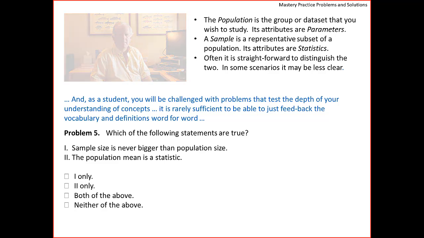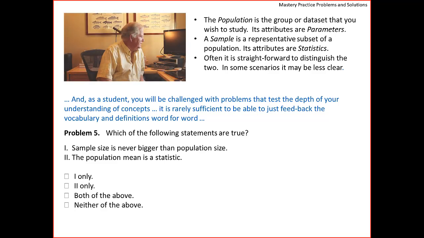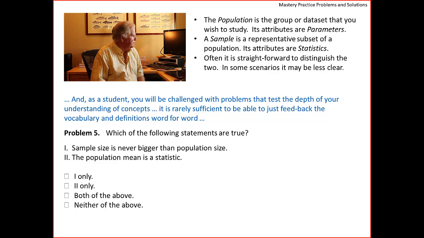So take a moment. All right, let's take on 2 first. 2 says the population mean is a statistic, essentially true or false. The mean is an attribute or a characteristic, and if it's a characteristic of the population, it's a parameter, not a statistic. That's the basic definition that we're working on here. But 1 is a little bit more clever. 1 says sample size is never bigger than the population size, true or false.